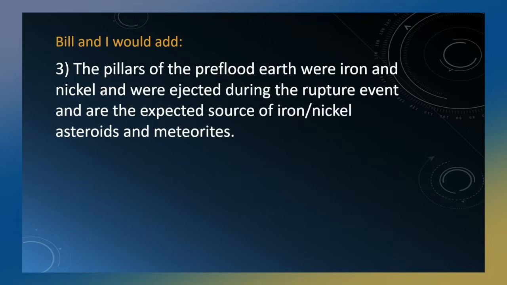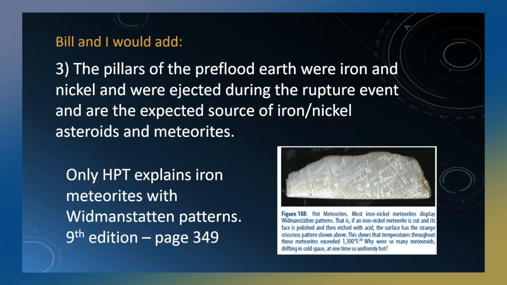The pillars of the pre-flood Earth were iron and nickel and were ejected during the rupture event and are expected sources of the iron-nickel asteroids and meteorites. Only hydroplate theory can explain the iron meteorites with the Widmanstätten patterns that are depicted in the 9th edition.